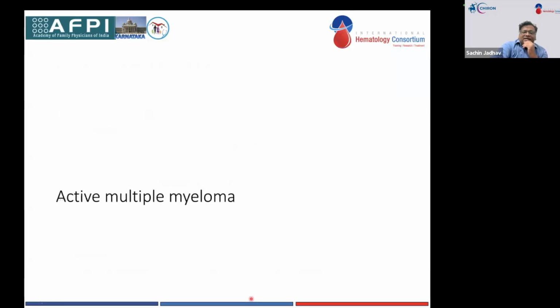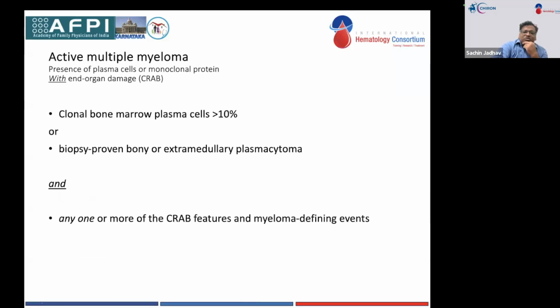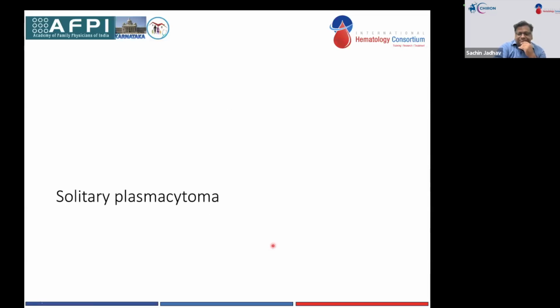And eventually, when it moves on to multiple myeloma, it means that either the monoclonal plasma cells are more than 60%, and there is now end organ damage. So I told you calcium, renal, anemia, or MDE. Then we say now this is active multiple myeloma, and we have to treat.